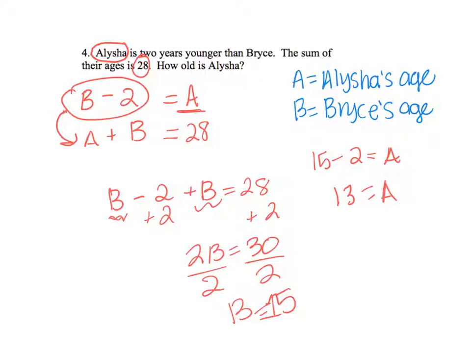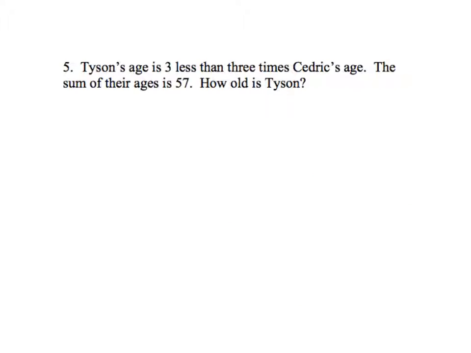Problem 5 is very similar to problem 4, and it reads, Tyson's age is 3 less than 3 times Cedric's age. The sum of their ages is 57. How old is Tyson? Now, in problem 4, it only asks one question. I think we solved for both, but make sure if it's asking that question, don't do more work than you have to.